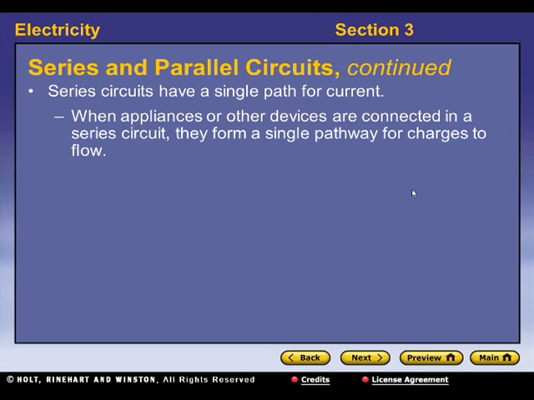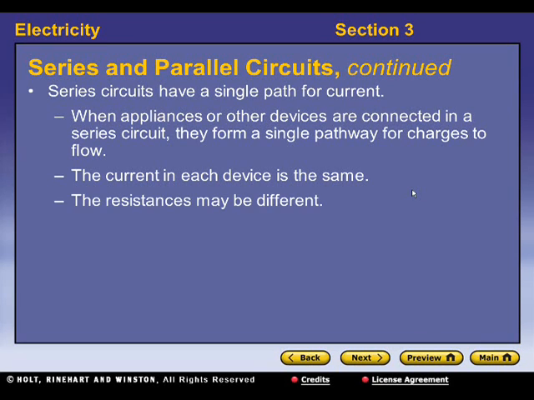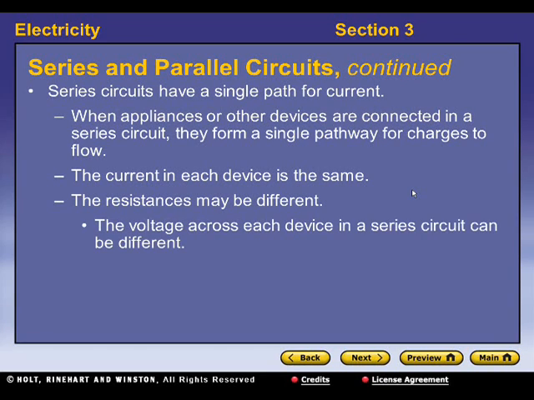So series circuits generally have a single path. When appliances or other devices are connected in series, they form one single pathway for the charges to flow, and the current in each device is the same. The same amount of charge flows through each and every device. Although the resistances may be different, current is the same through each one of them.